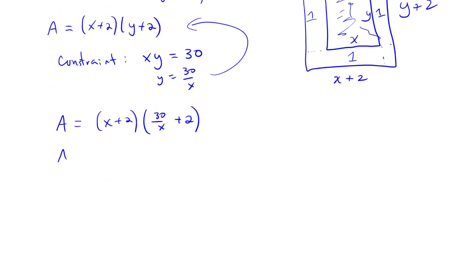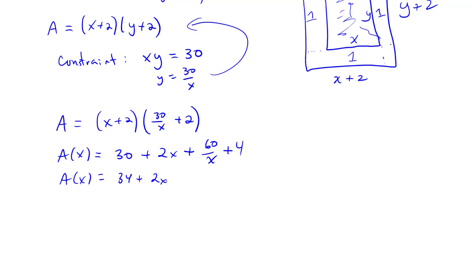If I multiply that out, and again now it's only going to be in X, that's going to give me 30 plus 2X plus 60 over X plus 4. Or in other words, 34 plus 2x plus 60 over x. And there is my area function.